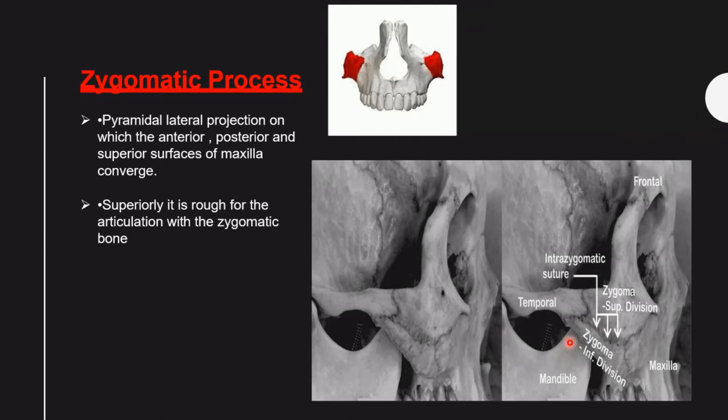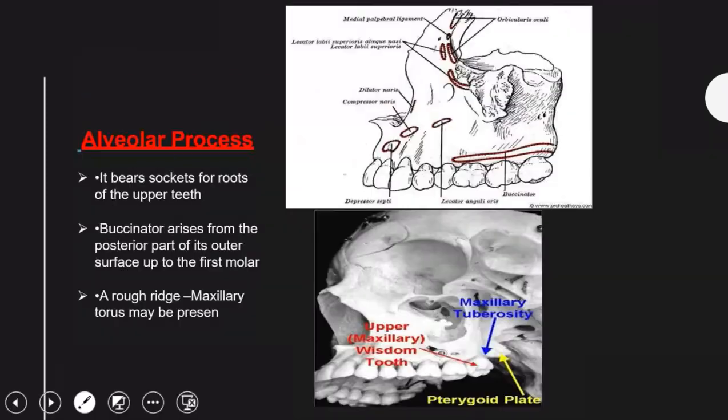And this is the mandible, and this is the coronoid process of the mandible. This is the condyloid process of the mandible. Okay. The coronoid process is where the temporalis muscle is attached.